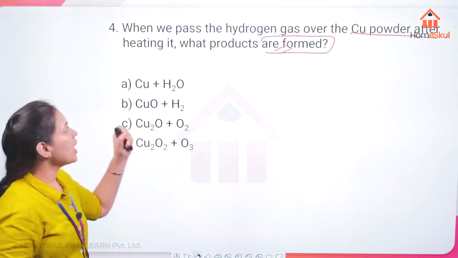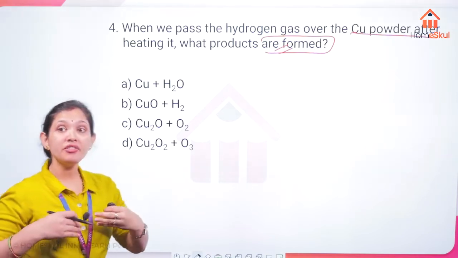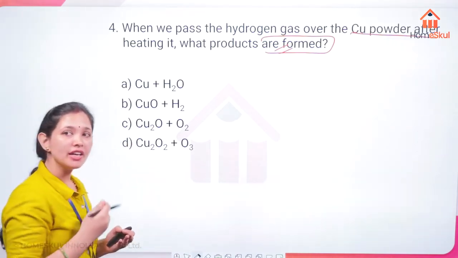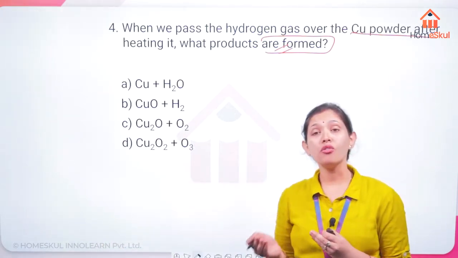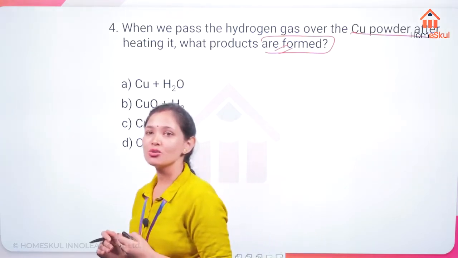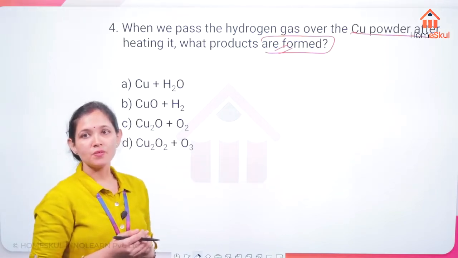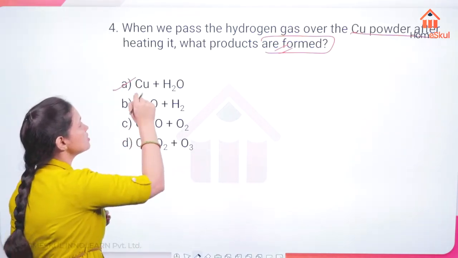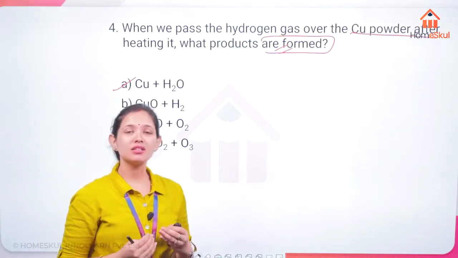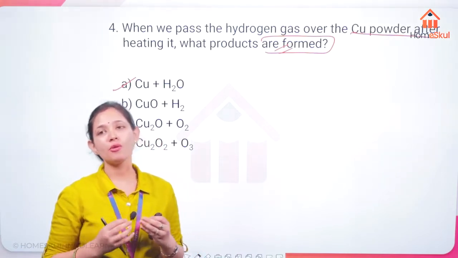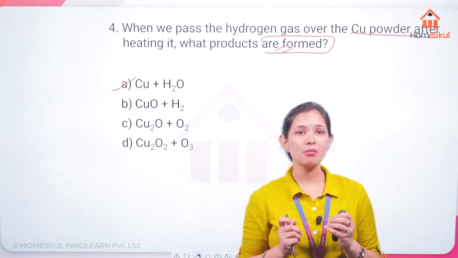What they are saying is that when we pass hydrogen gas over Cu powder after heating, it means when you heat that Cu powder, CuO is produced. Over that CuO, you are going to pass this hydrogen gas. So the products formed are Cu plus H2O. You will get your Cu back. This is a very important question from that activity which can be asked to you, so you have to remember all such things.